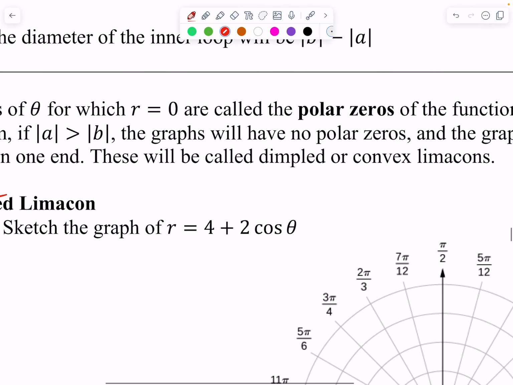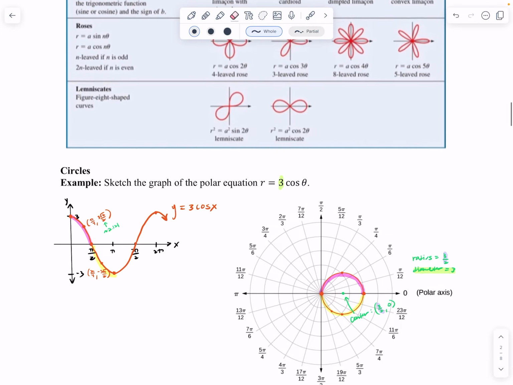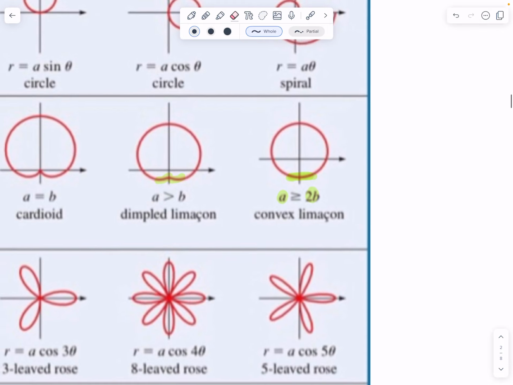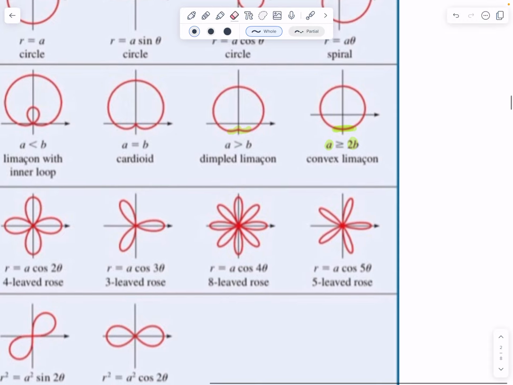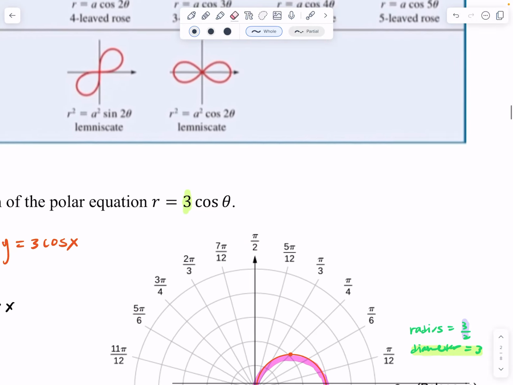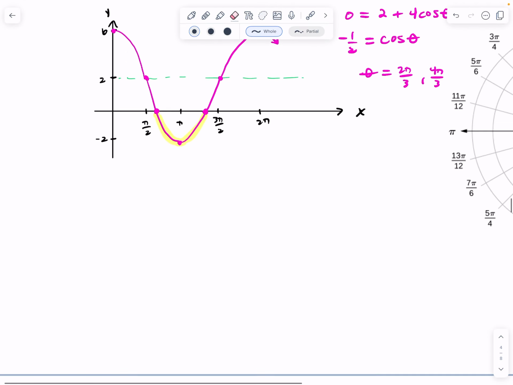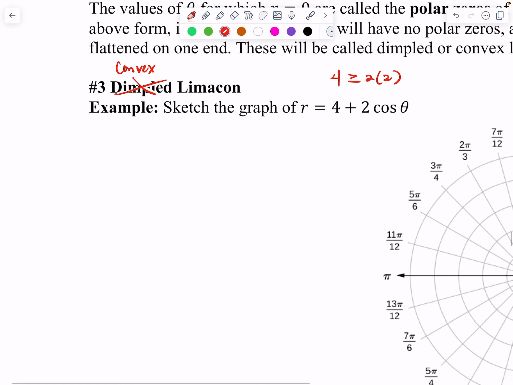And that's because 4 is greater than or equal to 2 times 2. Okay, if you saw that above, what we were just looking at, right? If A is greater than or equal to 2 times B. So not just A greater than B, if A is greater than or equal to 2 times B, then this convex limaçon occurs. Okay, so same strategy for graphing.